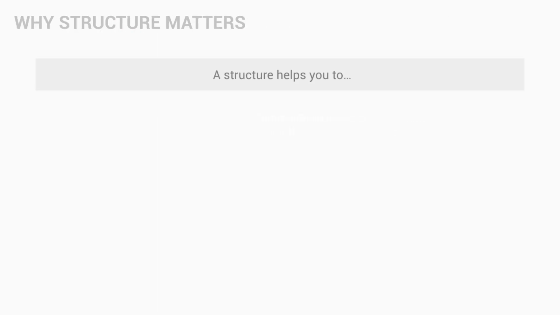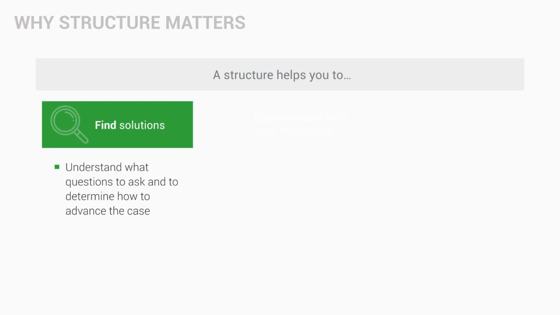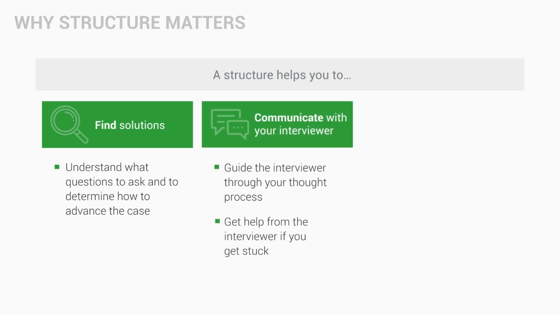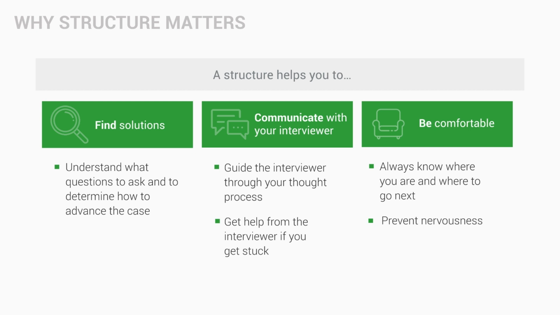So why does having a structure matter? A structure helps you to find solutions by understanding what questions to ask and how to advance the case. Communicate with your interviewer. The structure will help you guide the interviewer through your thought process and allows them to help you if you get stuck. And you feel comfortable and in control. You always know where you are and where to go next. This helps calm your nerves.